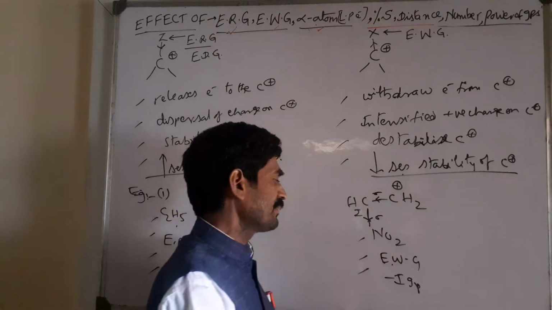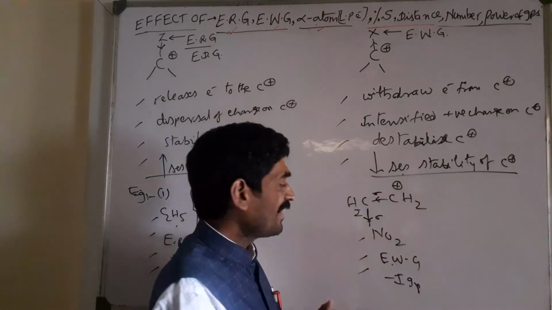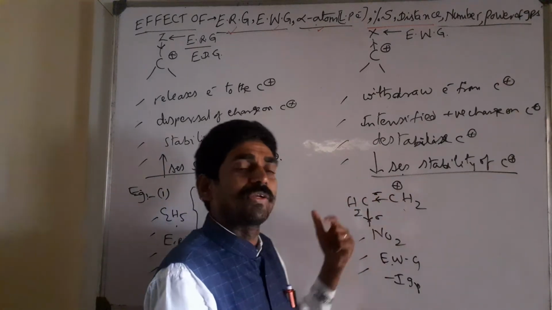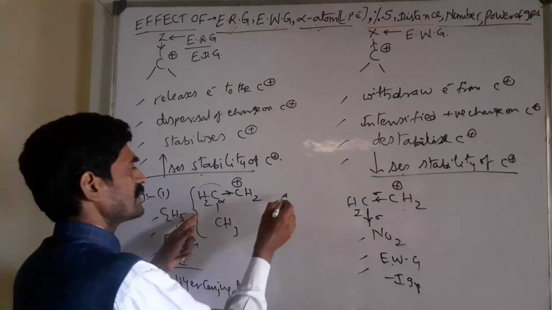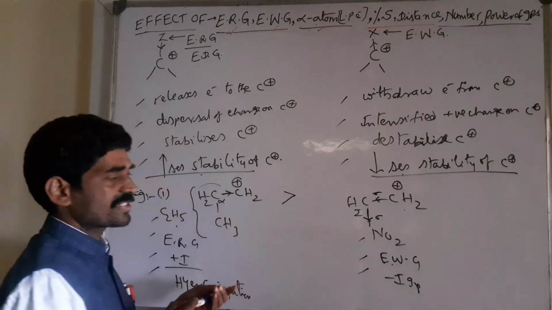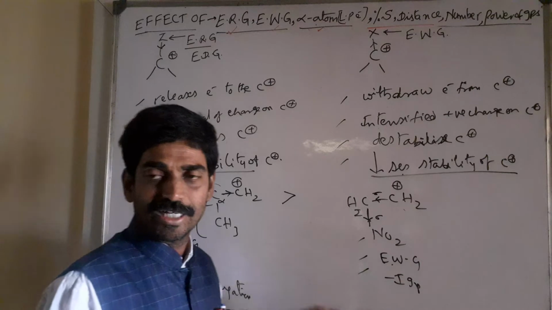So what happened? The carbon is already electron deficient, and again the withdrawing group is withdrawing electrons, so it is going to be more unstable. Of these two, which is more stable? This one is more stable and this one is unstable, right? Got it, my students?